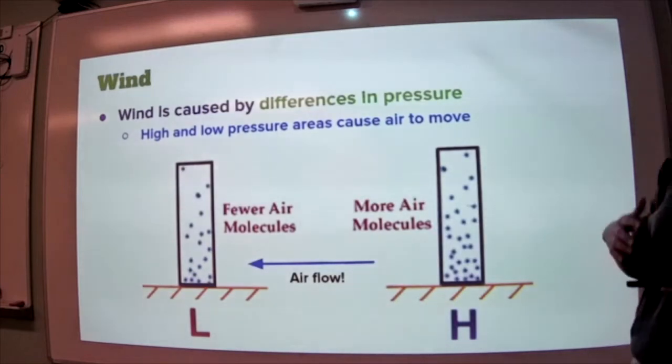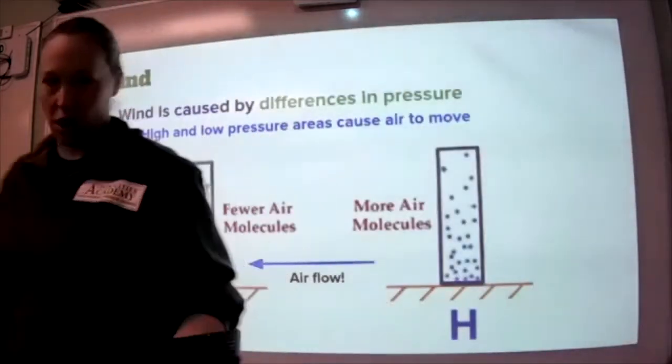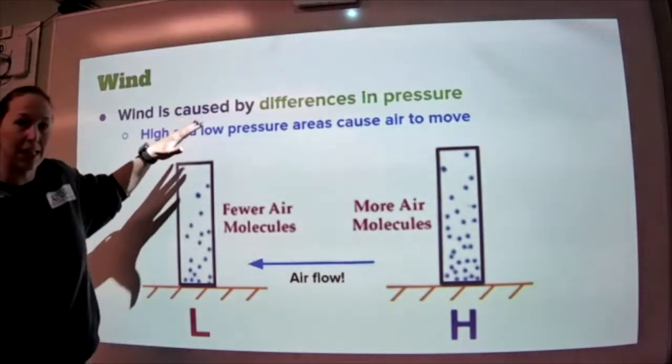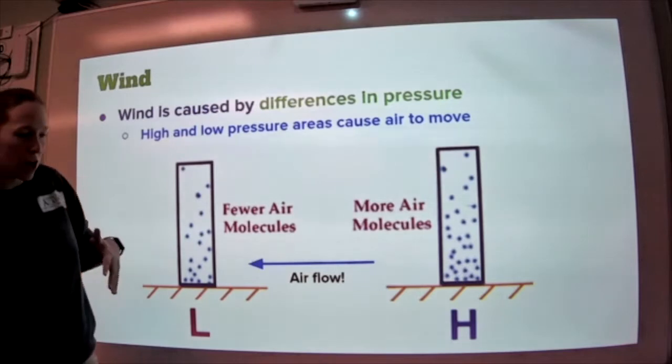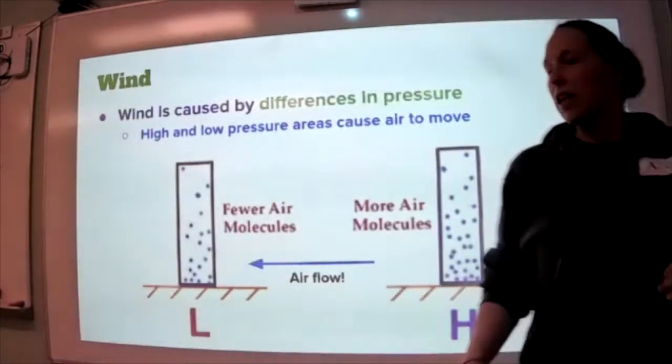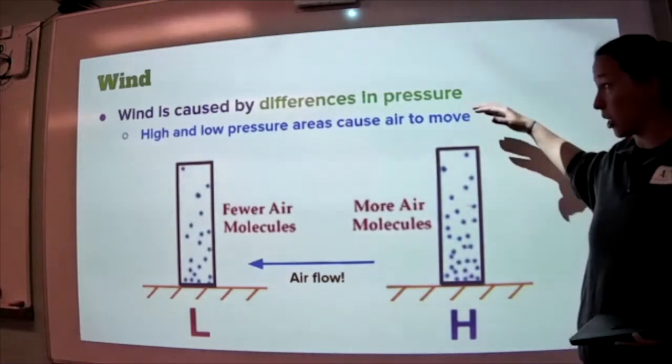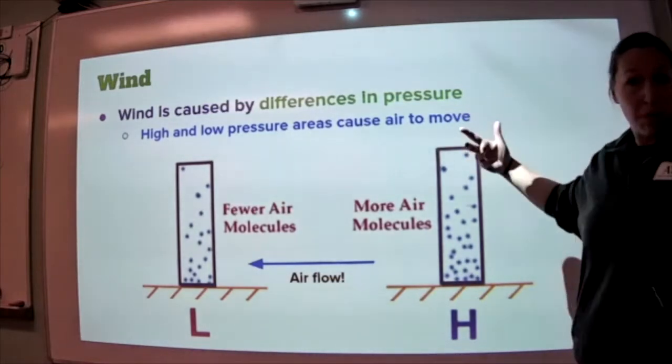So wind in general, right? It's the movement of air. That is wind. But it's caused primarily by differences in pressure. Now, what we're going to talk about over the next 2 weeks is that there's a lot of different ways to cause differences in pressure. But that's like the main piece of it.